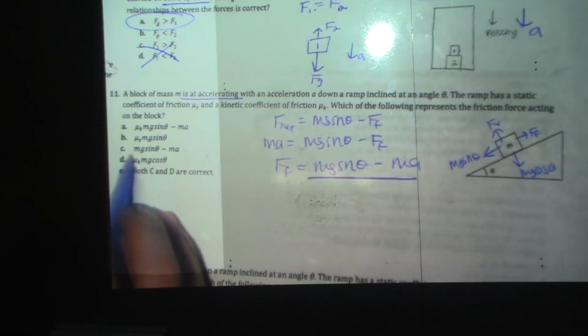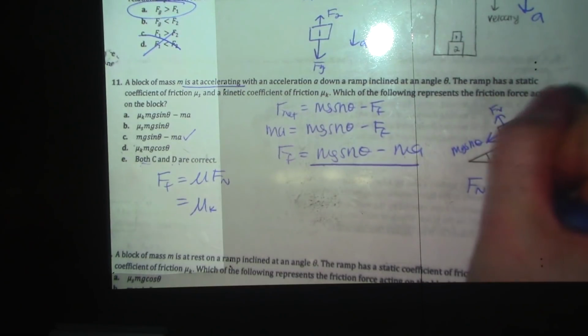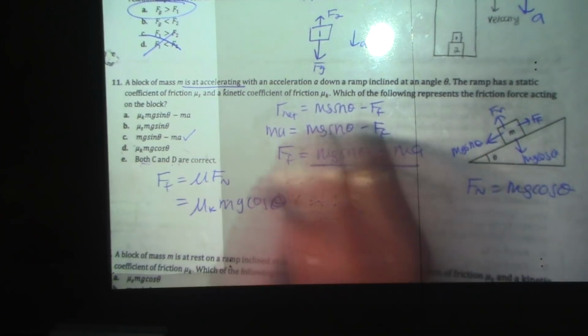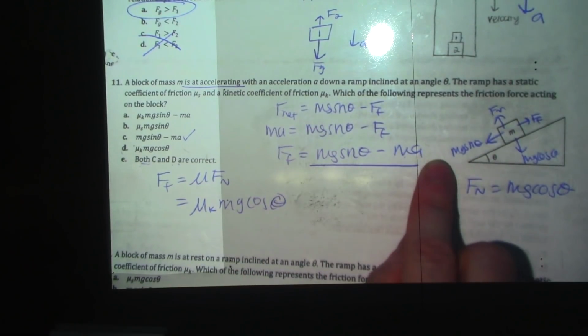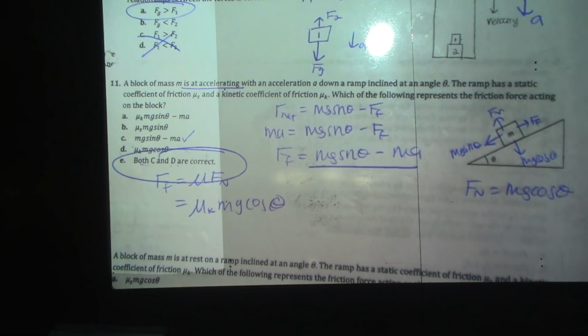So before I circle C, that is what it says. But I see that there's an option for D and C, so let's check D. D looks like mu Fn, so force of friction is mu Fn. We're talking about it already moving, so that would be mu K. My Fn here would just be equal to mg cosine, so let's check. Yes, either way, whether I'm rearranging my net force equation or just using mu Fn, those both give me friction force, just in two different ways.